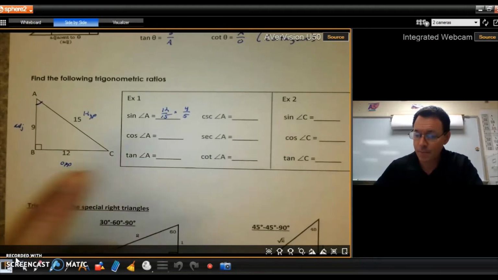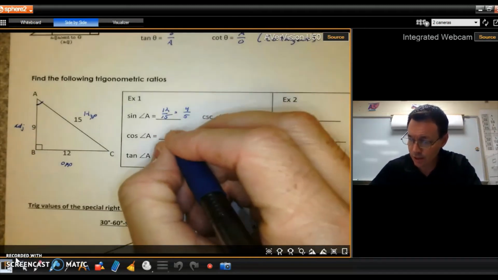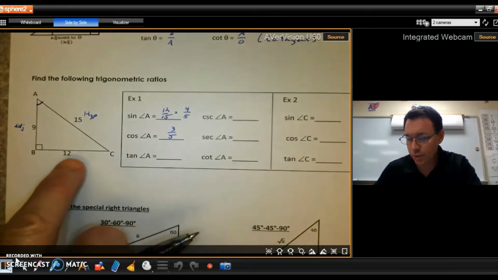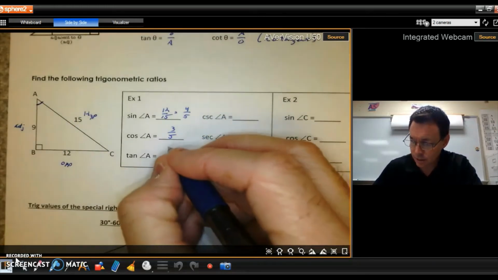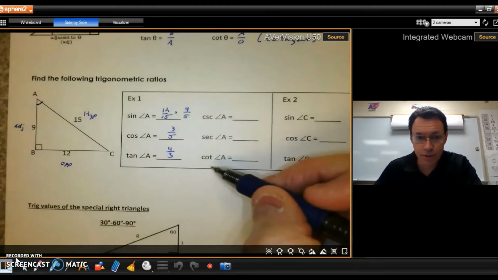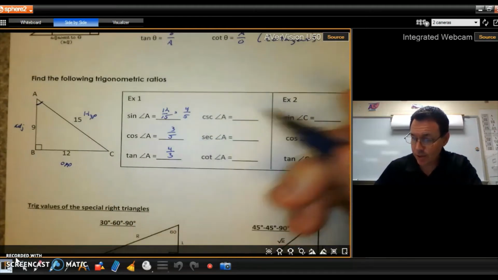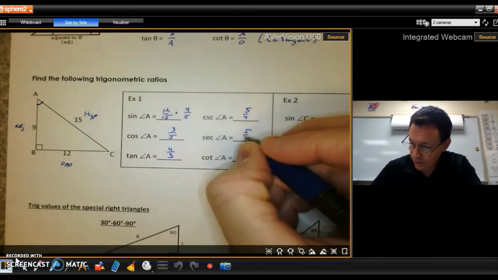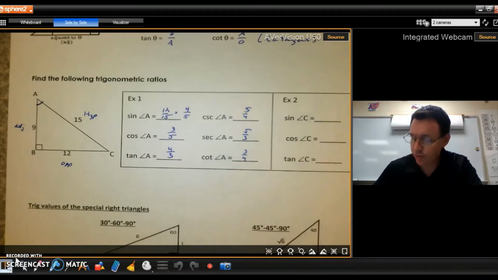The cosine, that's going to be 9 to 15, or 3/5. And then the tangent will be 12 to 9, or 4/3. Okay, the other 3 functions, you're going to take these 3 answers and you're going to flip them. 5 to 4, 5 to 3, and 3 to 4.